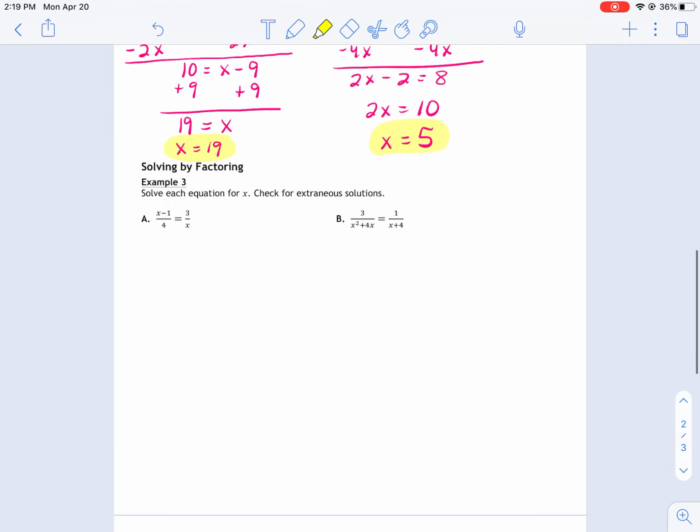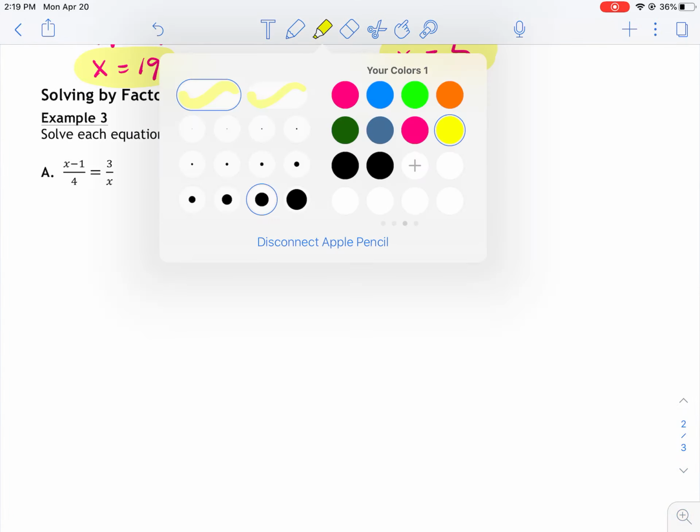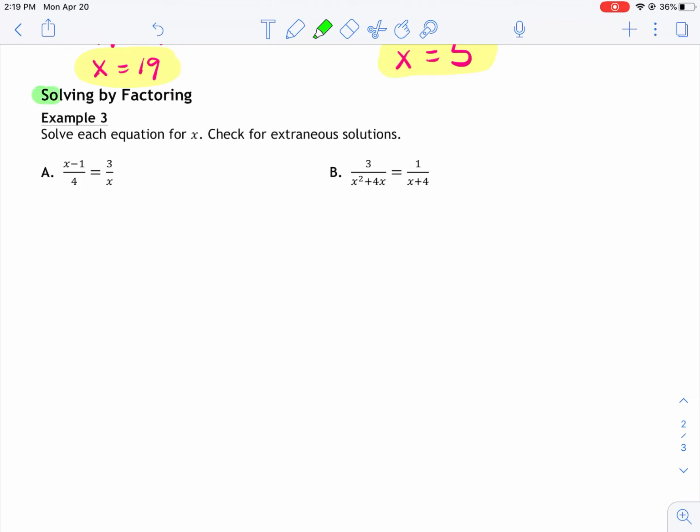Now, the last set of problems are a little bit more challenging, okay, but I want you to go ahead and try these with you. Most of you are pretty good at factoring. Okay, so what we're going to notice in these last two problems is that after we cross multiply, we're going to have an x squared, an x, and a constant, and so we're going to have to set it equal to 0 and solve by factoring.